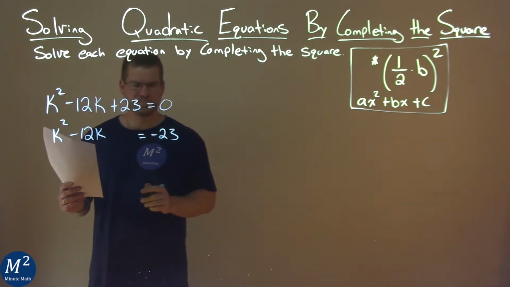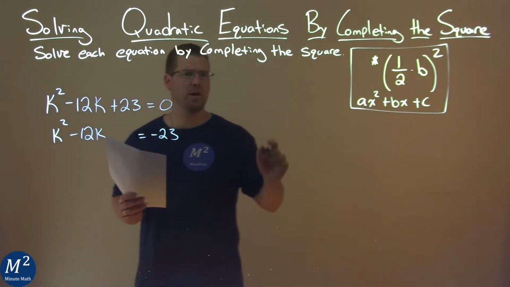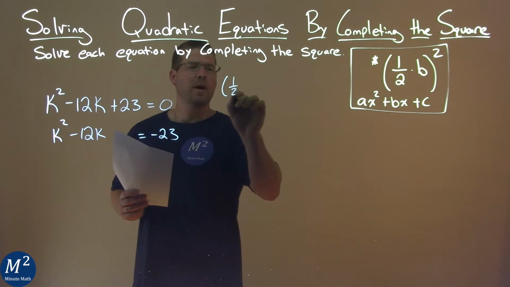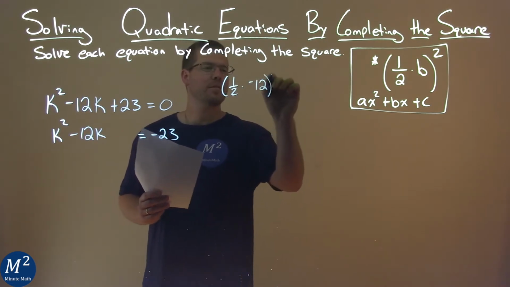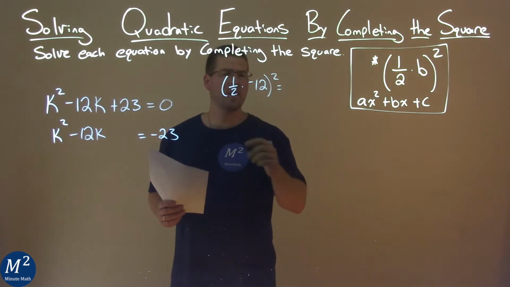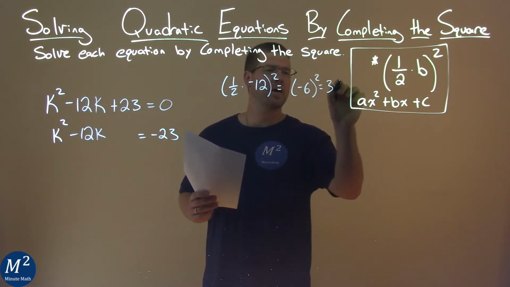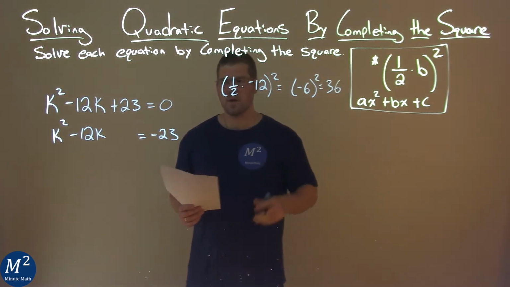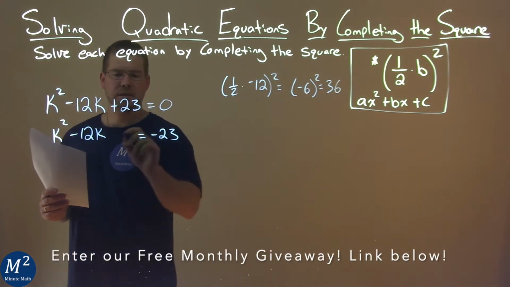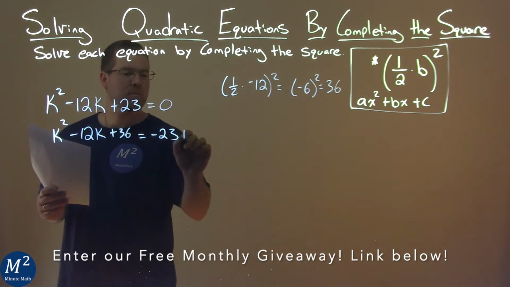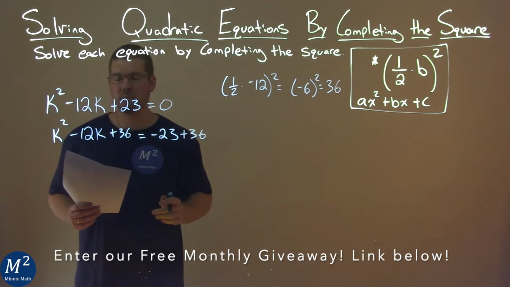It'll be important. Now my b value is negative 12, so I'm going to use my formula. 1/2 times a negative 12, all squared. Well, 1/2 times a negative 12 is a negative 6. We square that and we get a positive 36. We're now going to take that 36 and add it, don't forget, to both sides of the equation.